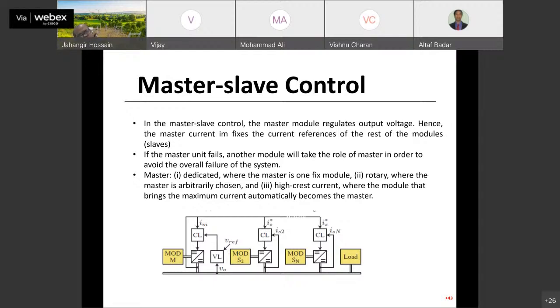So the other option for non-group is called master-slave control. Master-slave control means that one of the devices will act like a master, and all other devices will follow that master controller.